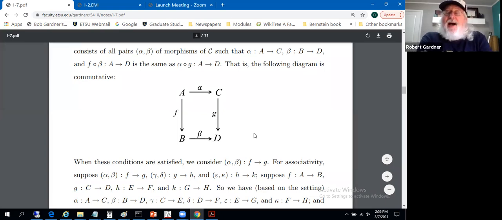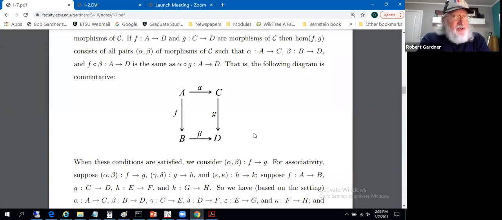So the objects in category D, the new category, are the F's and the G's, the morphisms from the first category. And the morphisms in the new category are ordered pairs of morphisms from the old category. See, the only little part I didn't discuss in the diagram is we require F composed with beta to be the same as alpha composed with G.